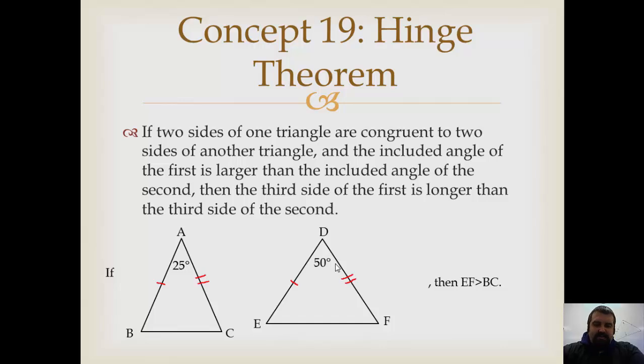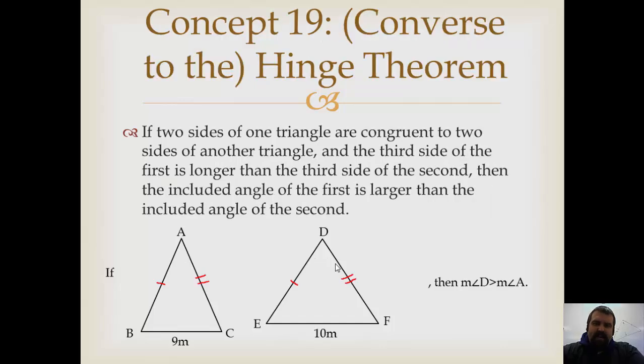The opposite is also true. If I have two sides in a triangle match up to two sides in a triangle, and I know that the third side is longer, such as is the case in this picture, 10 is larger than 9, well, that means the angle across from here, angle D, has to be larger than angle A, period. The side across is longer, and the other two sides match up, so the only thing that's changed is the angle measure. And I know that angle D has to be larger than angle A, period.